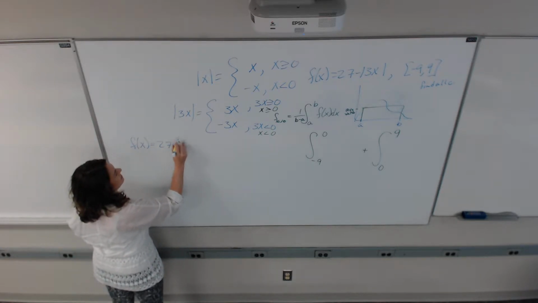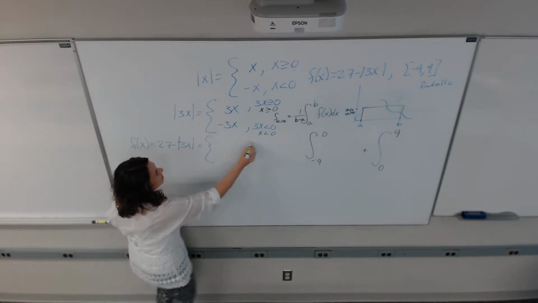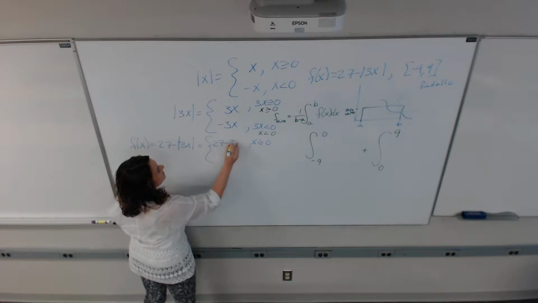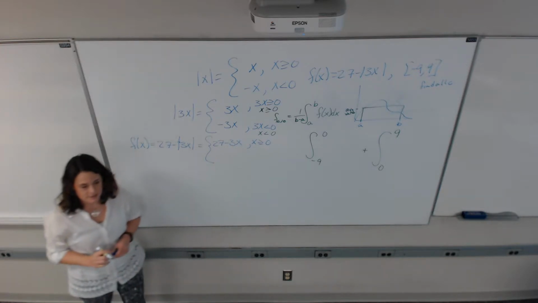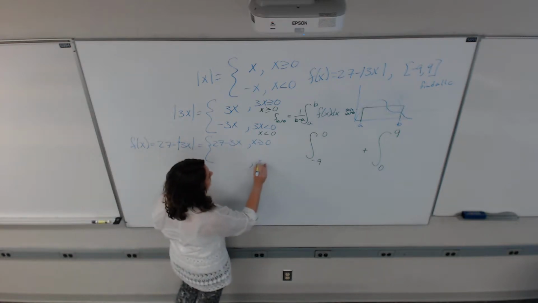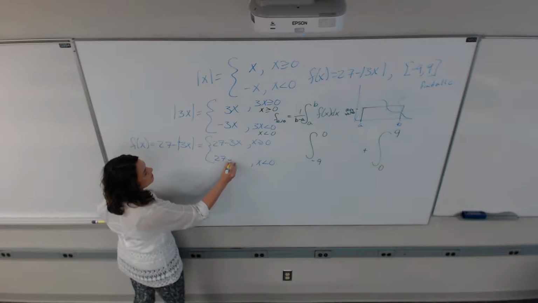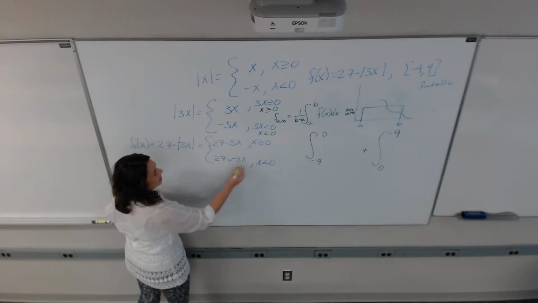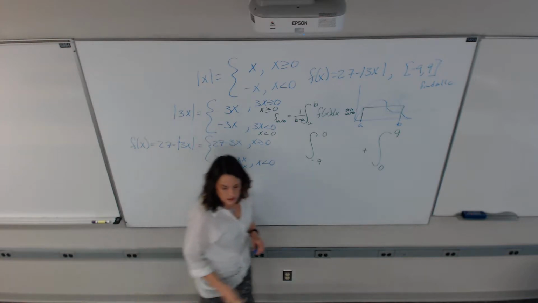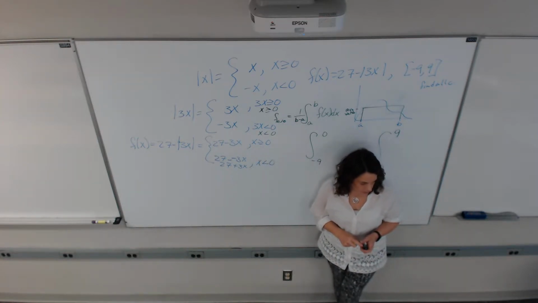27 minus absolute value of 3x would be, well, if x is greater than or equal to 0, it's 27 minus 3x. Just use that part. If x is negative, what is it? 27 minus a negative 3x, which makes it 27 plus 3x. Okay? Now that's doing it algebraically.